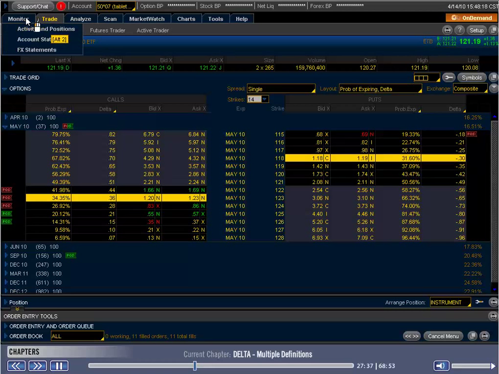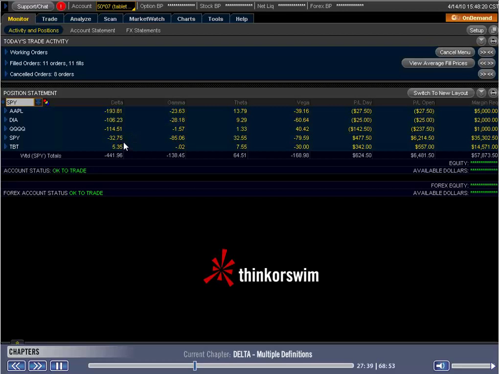Come back over here to the monitor tab, because I want you guys to start to equate this in your head. You'll see that many of the positions that I have created here, look at this, Apple, negative delta. Diamonds, negative delta. Qs, negative delta. Spiders have a very slight negative delta. And this TBT position is just a nominal position as it stands, but it's a very small positive delta. So ultimately, what does it mean when I'm negative delta? It means I want the market to go where? Down. These are bearish positions. They're absolutely slightly bearish positions in here.